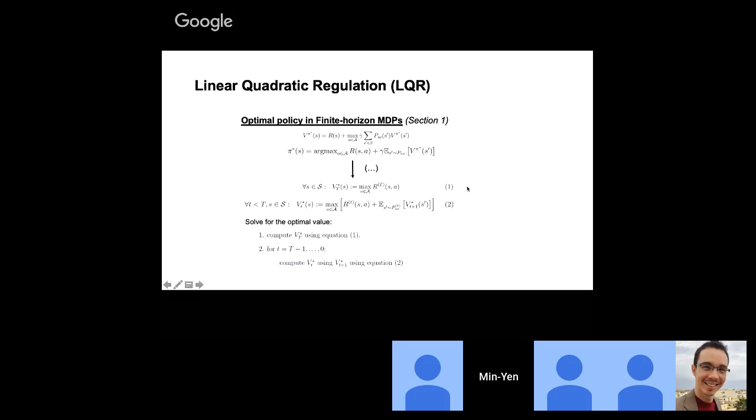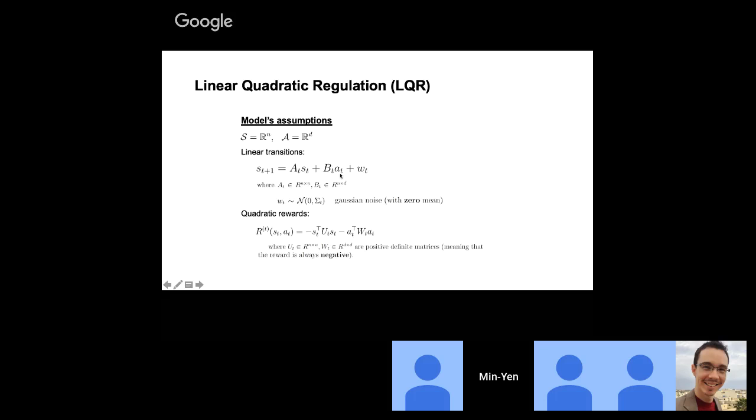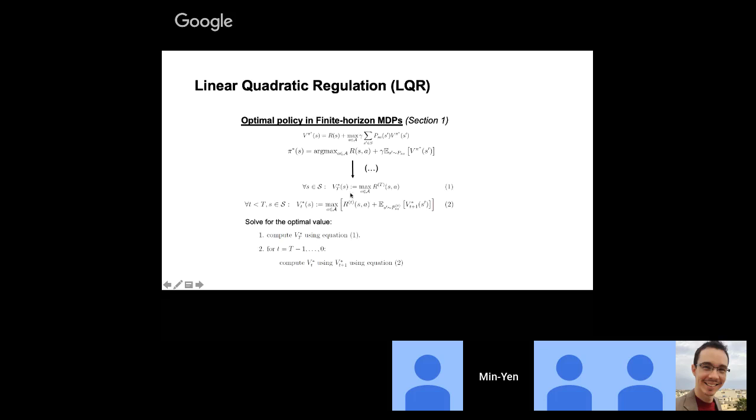So the observations based on iteration based approaches, we have equation one and equation two. Then we can solve the optimal value by these two steps. First, we compute the optimal value using equation one, and from time step t minus one to zero, we compute the value function small t using value function t plus one using equation two.